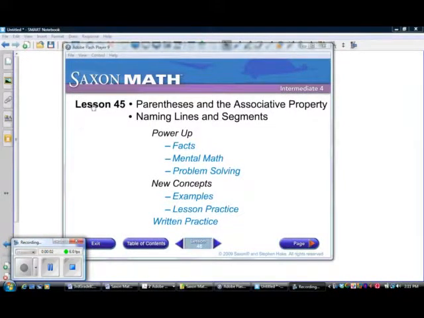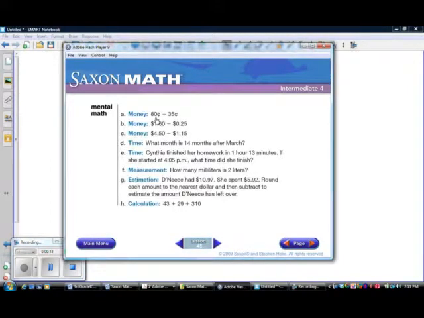Okay, Saxon 4 Math Group, this is lesson 45. We're going to learn about parentheses and something called the associative property of both addition and multiplication. We're also going to talk about how you name lines and segments. So we're going to start with some mental math to warm up.